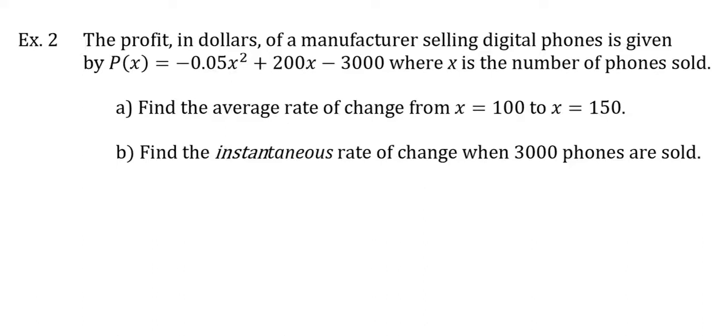The profit in dollars of a manufacturer selling digital phones. It seems strange, doesn't it? Digital phones. It's not really what you call them, I guess, but they are. It is given by the function P of x. Oh, and this is supposed to be 30,000, not 3,000. Where x is the number of phones sold. A, find the average rate of change from 100 phones to 150 phones.